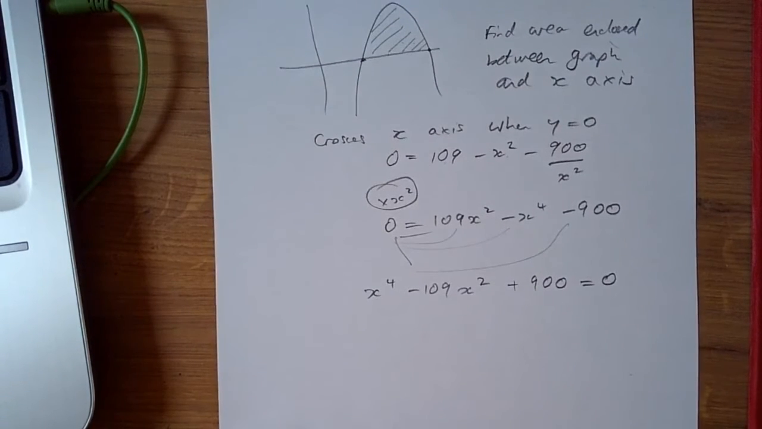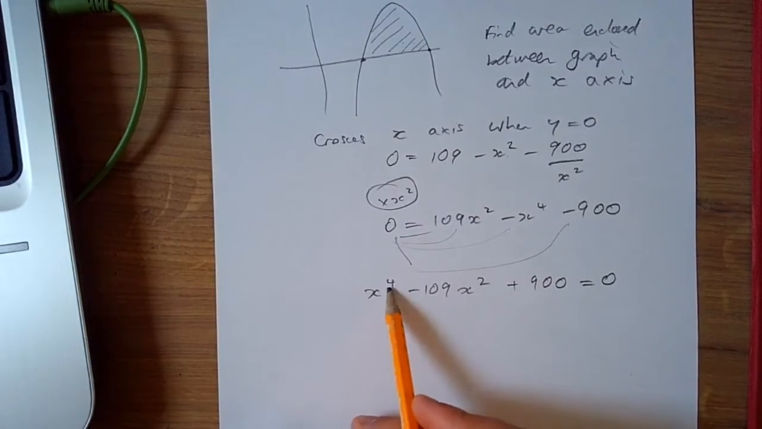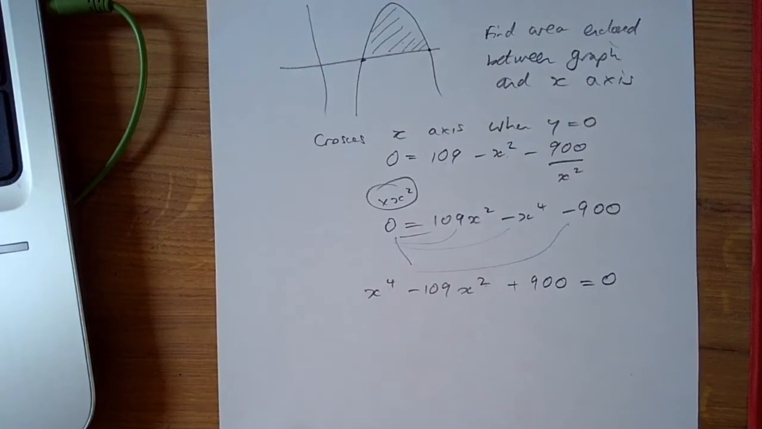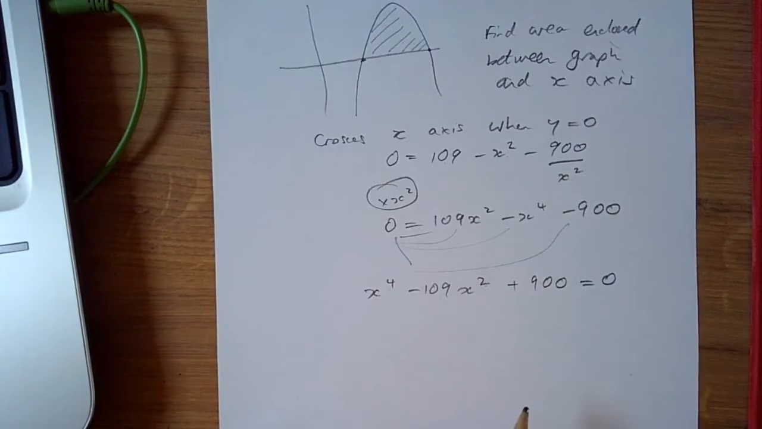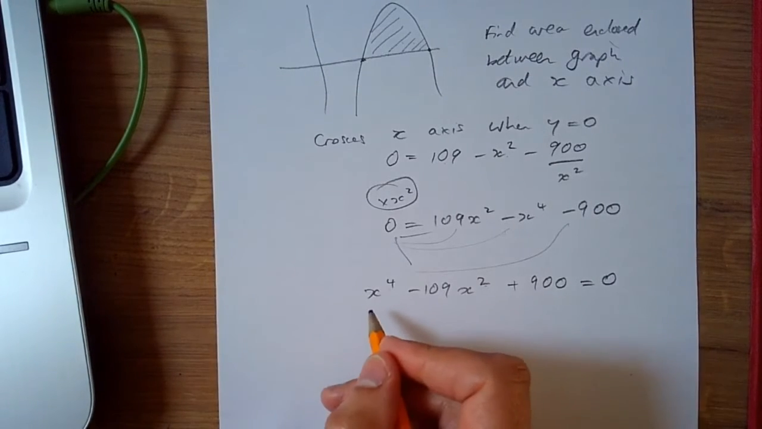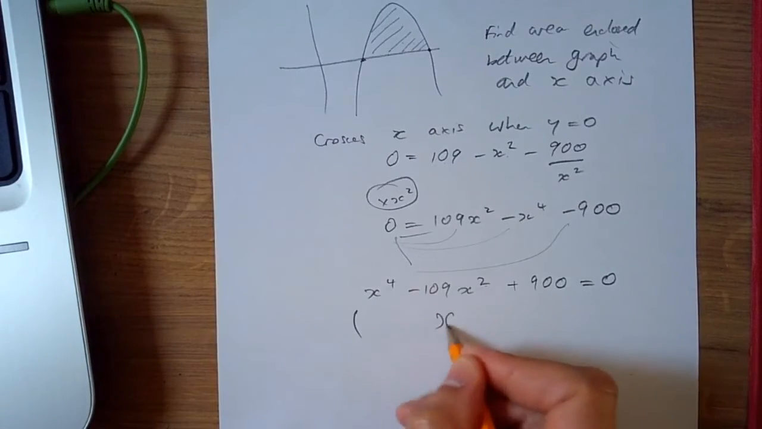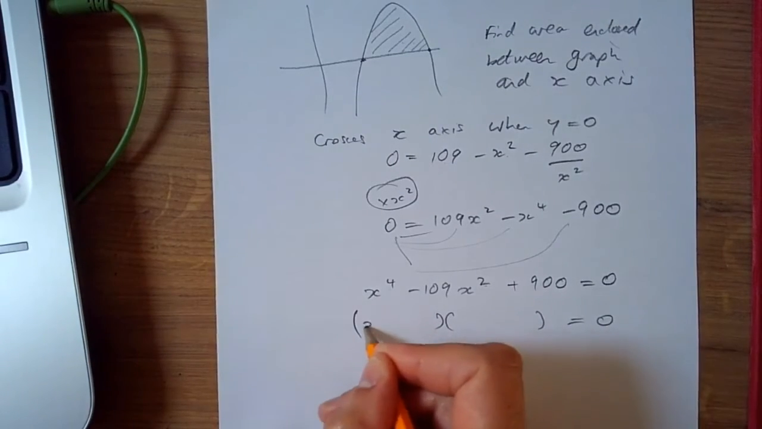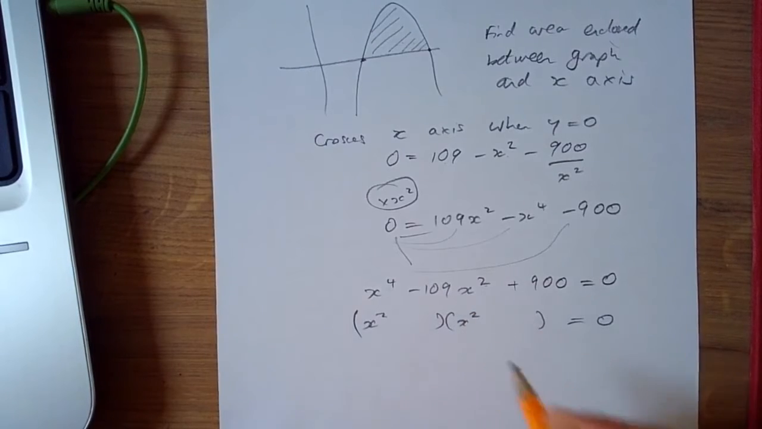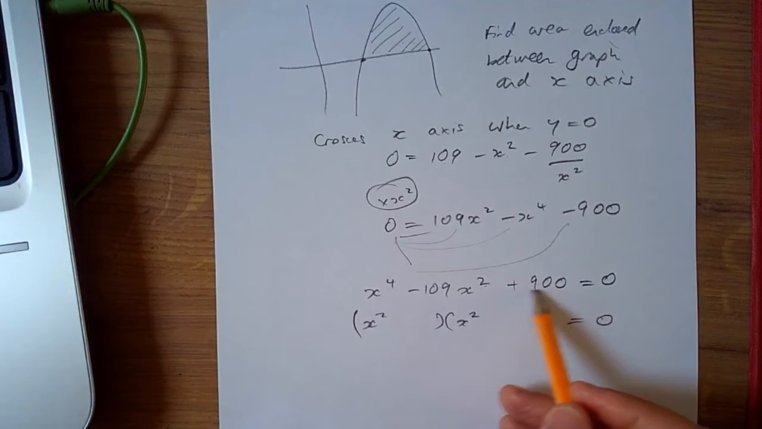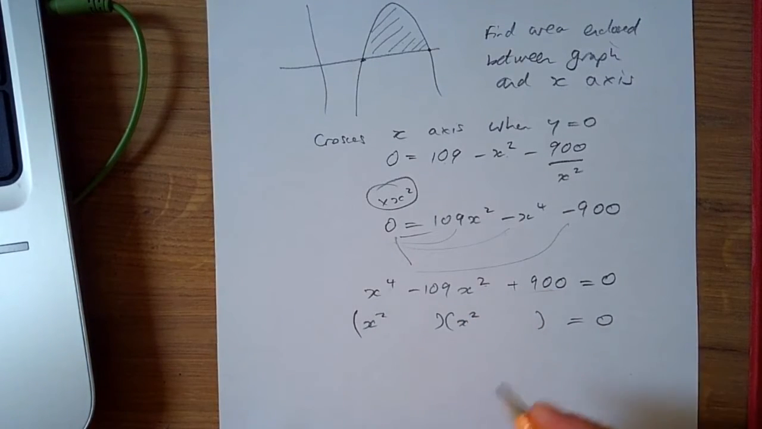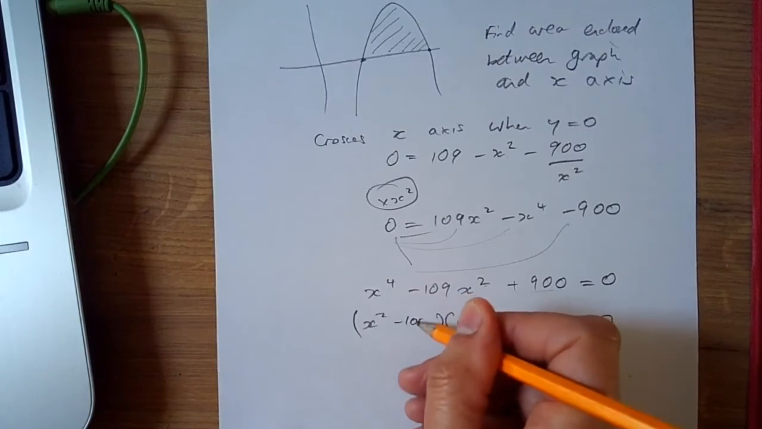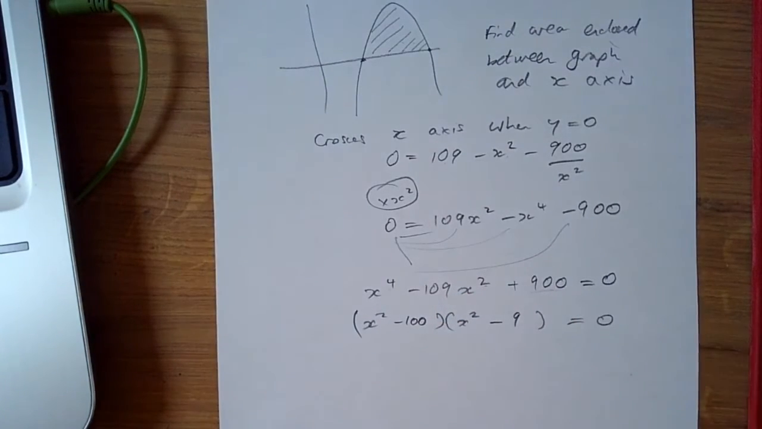Now this is a quartic, but because that's 4 and that's 2, it's a hidden quadratic. It is just a quadratic sort of version of a quartic. So it will go into 2 brackets, where each bracket starts with x squared, and otherwise you just treat it like a normal quadratic. We need 2 numbers that multiply to make plus 900, and that add to make minus 109. And the answer to that is minus 100 and minus 9.